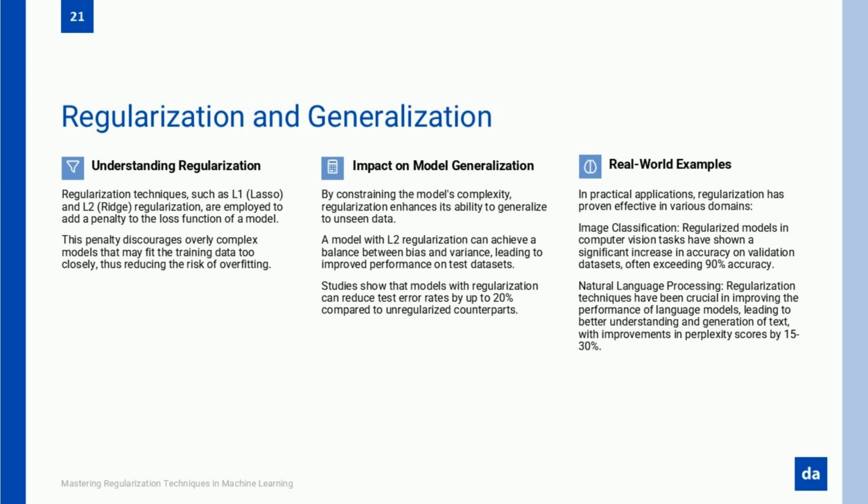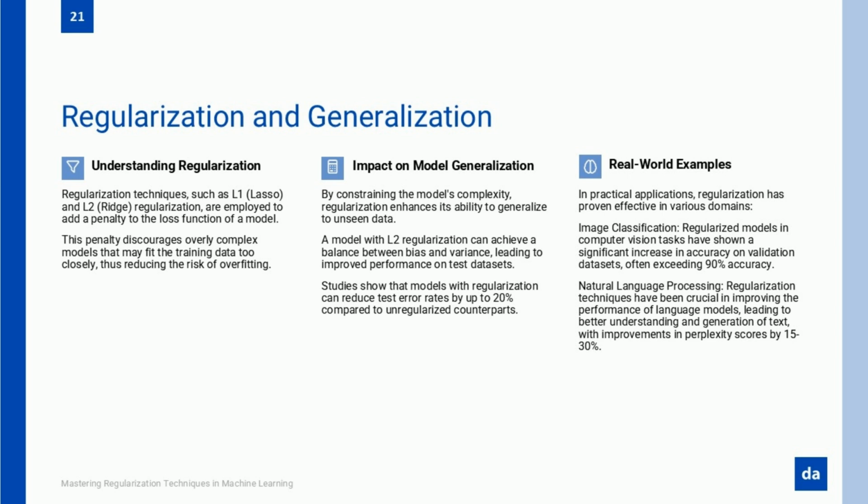For instance, models trained with dropout and weight decay can generalize better to unseen images, achieving over 90% accuracy on challenging datasets. Natural language processing. In NLP, regularization has been crucial in improving the performance of large-scale language models. By applying techniques like dropout, L2 regularization, and data augmentation, these models have reduced perplexity scores, a measure of prediction quality, by 15–30%, leading to more reliable text generation and sentiment analysis.